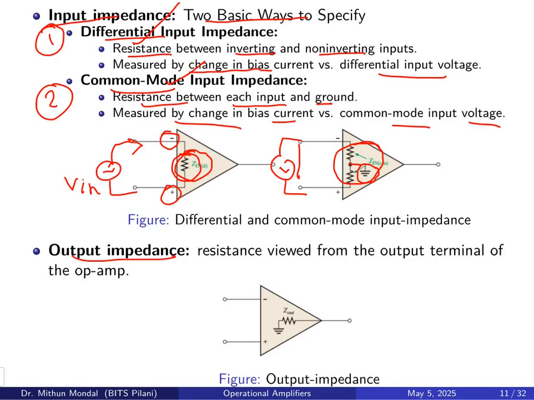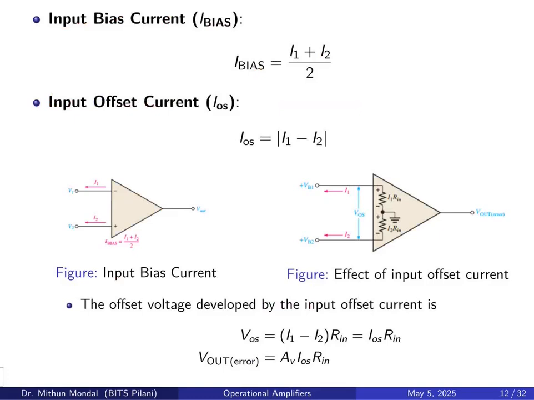Output impedance is the resistance which is viewed from the output terminal of the op-amp. So at the output terminal, when we see the impedance and measure it, that is known as the output impedance.